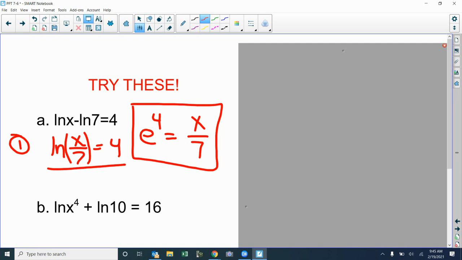So e to the 4th. We don't have x by itself yet. What's keeping it at 7? So what do we need to do? Multiply both sides of the equation by 7. So we're really getting x is equal to 7e to the 4th.